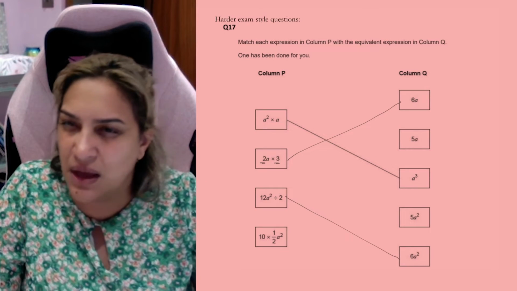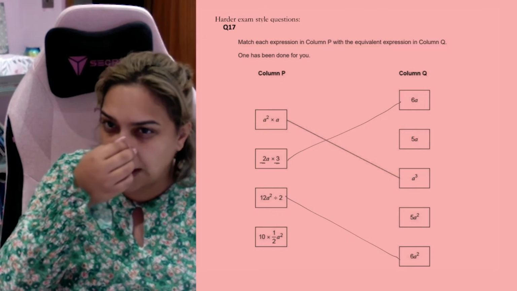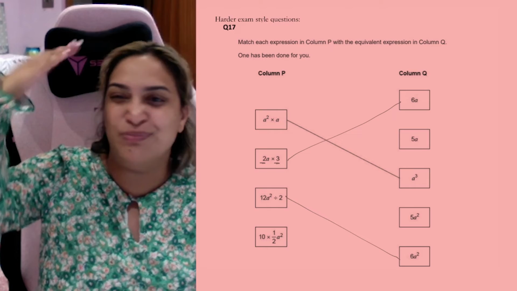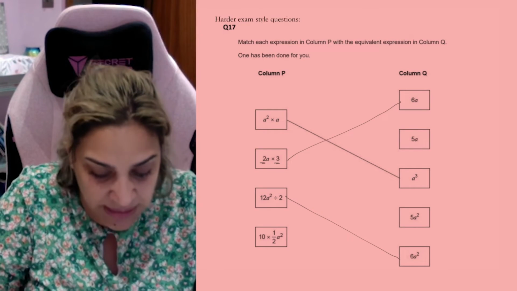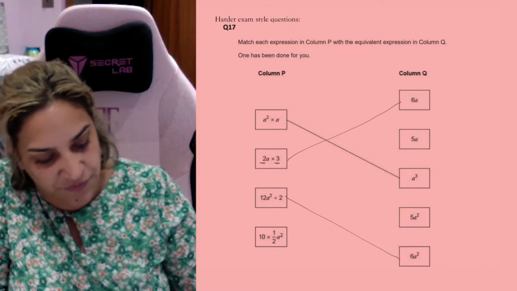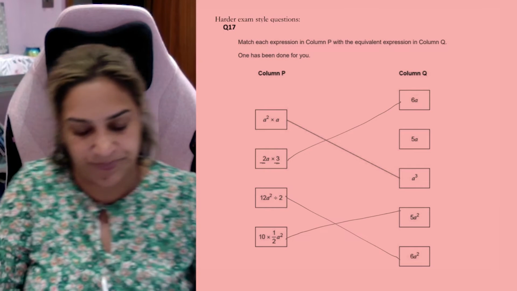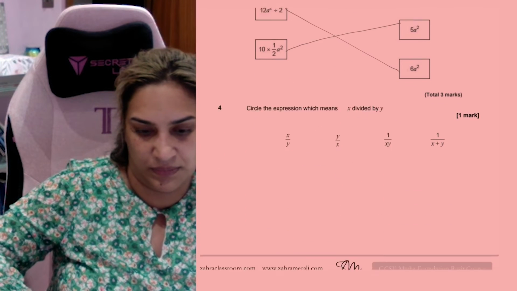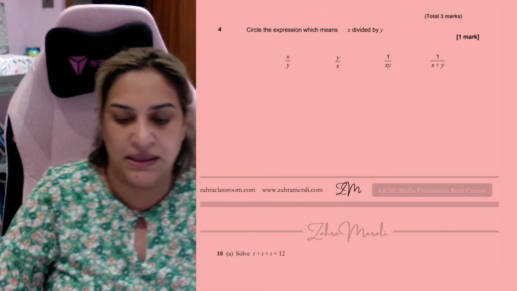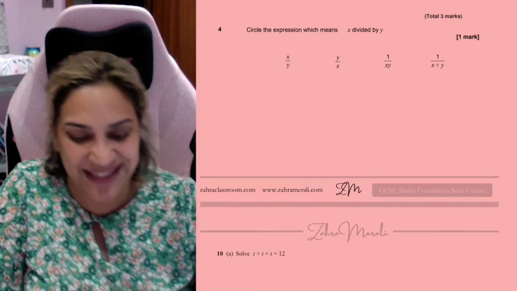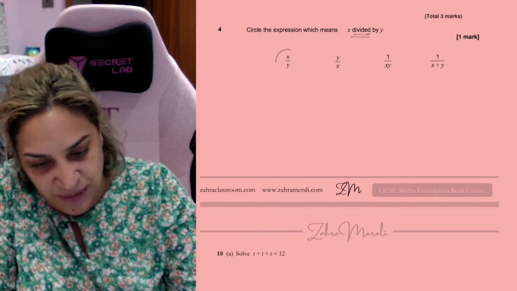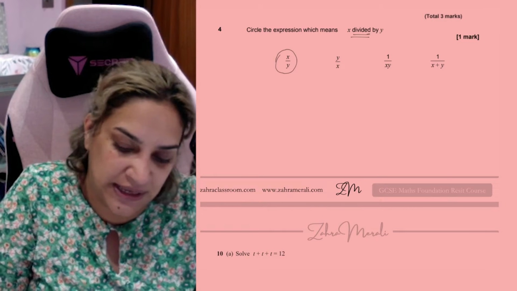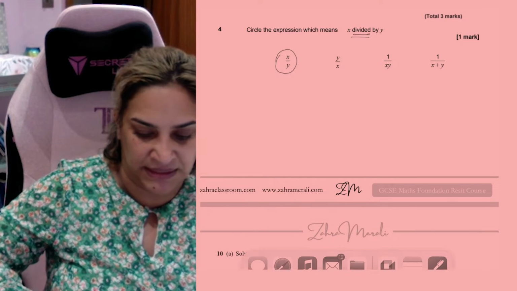10 times a half. Remember, timesing by a fraction means you divide by the bottom and you times by the top. So 10 divided by 2 is going to give you 5, so you'll get 5a squared. Right. Remember, divided by is the same as a fraction. So you've got x divided by y, so you've got x over y. That's a nice, easy one.